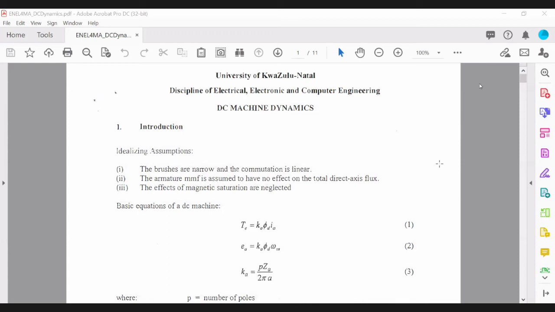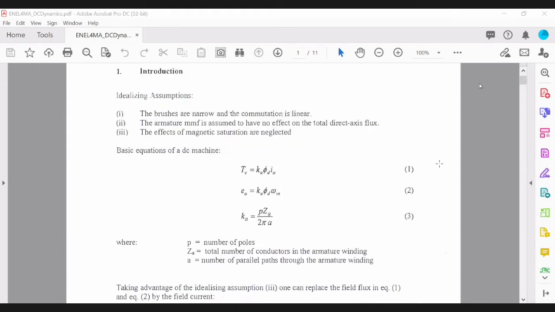Hi guys, so we are back with the section on DC machine dynamics. In this section we are looking at basically transfer functions to model the way a DC machine will behave in terms of the changes in different parameters in the machine.